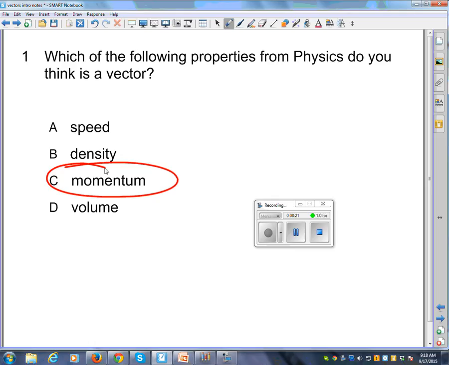Because when Leighton tackles someone from the other team, he has to stop that guy's momentum. Momentum is the vector one.